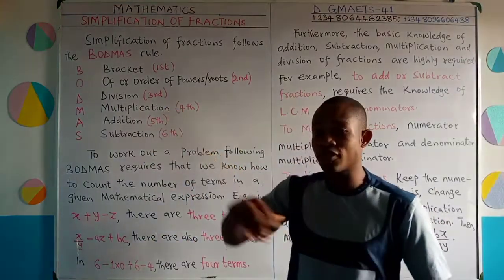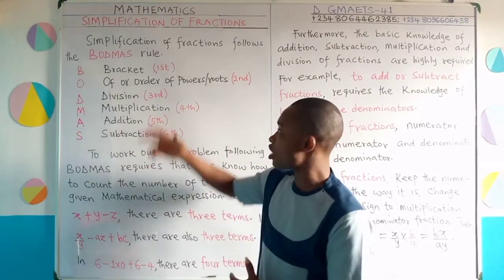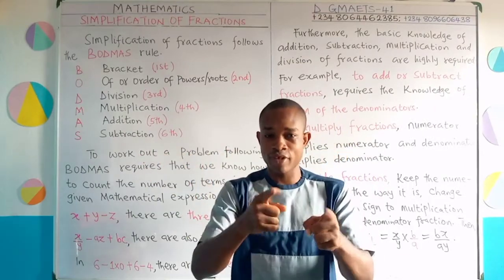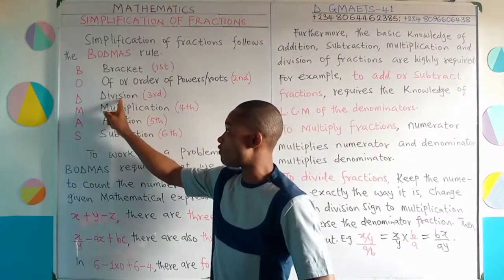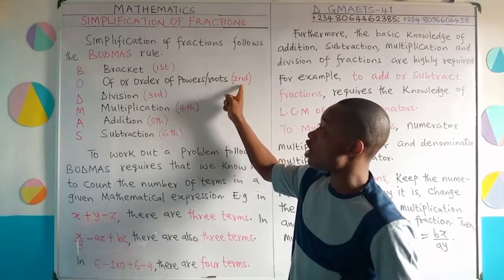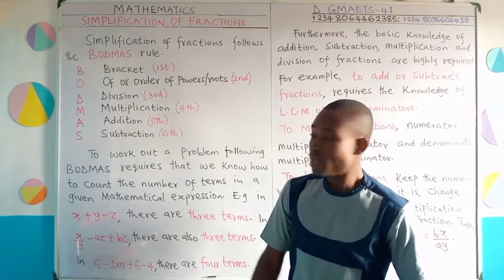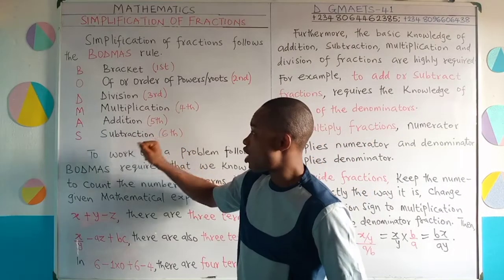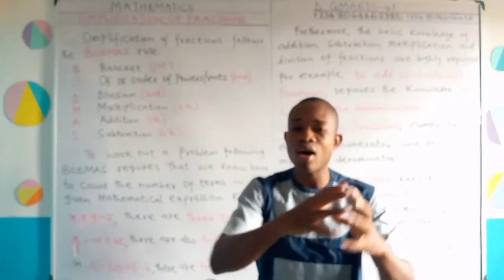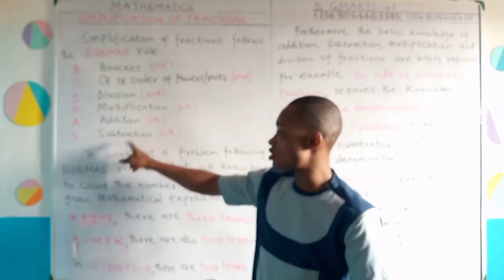O there stands for of, or order of powers, or you can also call it order of roots. I'll come back to that. Let's move on to the next operation. D, division. That's the third thing you do. So you see, you have to finish off first before dealing with what? The division sign. Now the next one is multiplication. After that you do addition. After that, the last thing expected to be done in any mathematical expression that you're simplifying is subtraction.